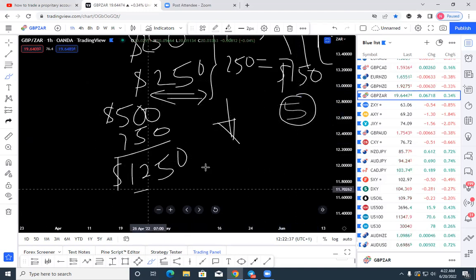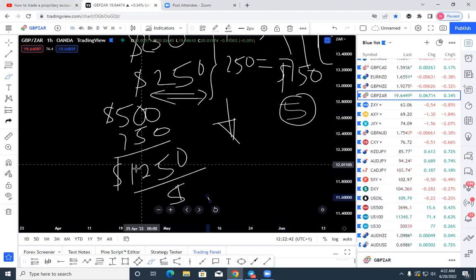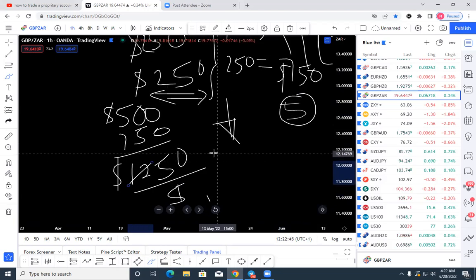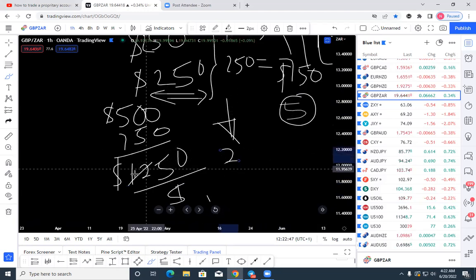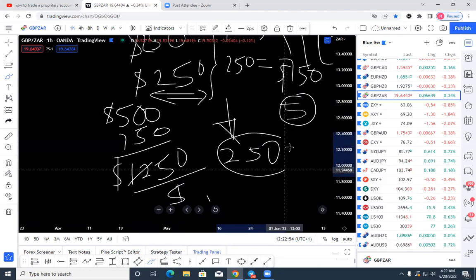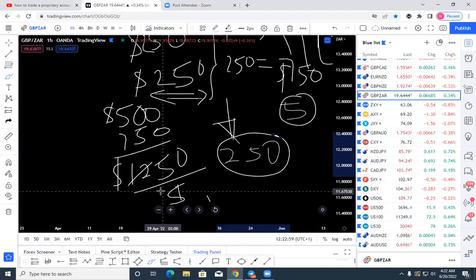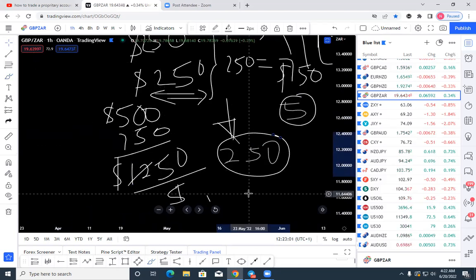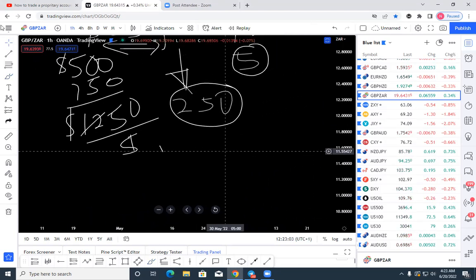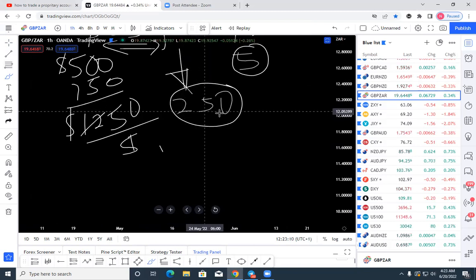Because if you divide this 1,250 by 5, 5 in 12, 2, remain 2. In 25, 5. That's 250. So you have 250 to risk, and you have 5 trades to go. 5 times 250, 1,250. Do you understand? So each trade you are going to enter next, your risk is still going to be 250 per trade.